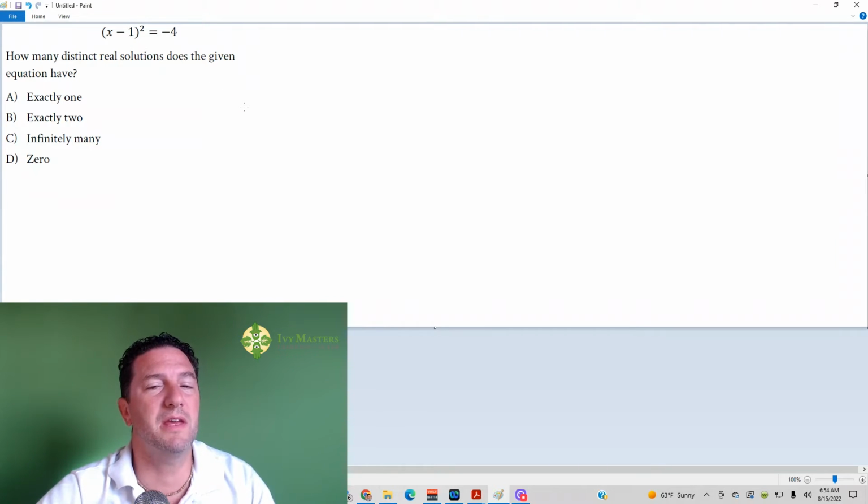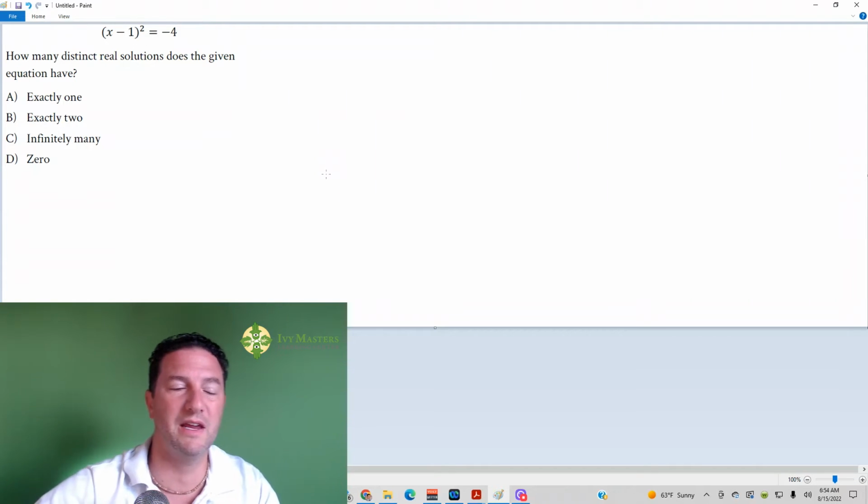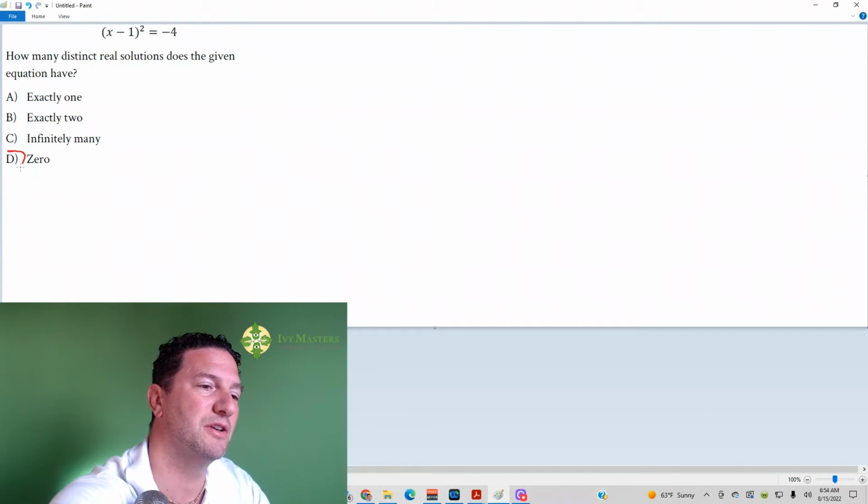If you keep something in mind, when you square something, if it's negative, you get a positive. If you square something that's positive, you get a positive. So there's no real number that you could square to get a -4. If you recognize that, then you know that your correct answer here is D. You mark your answer and move on.